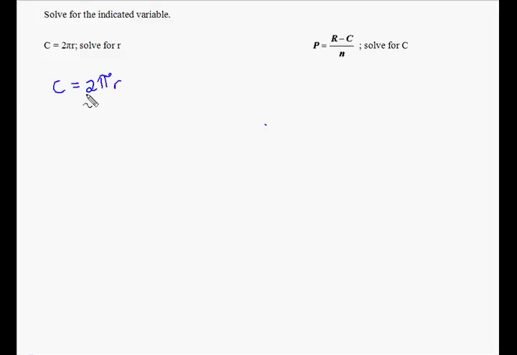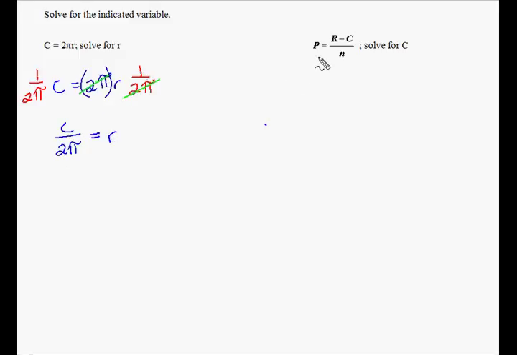What's with r is 2 and pi. The way that 2 and pi is with the r is through multiplication. So I can multiply, since it's multiplication, both sides by the reciprocal, 2 over pi. And I do this so that I can reduce and get rid of the things that were with r. So now we have C divided by 2 pi is equal to r. And r is alone, so we're done with that problem.